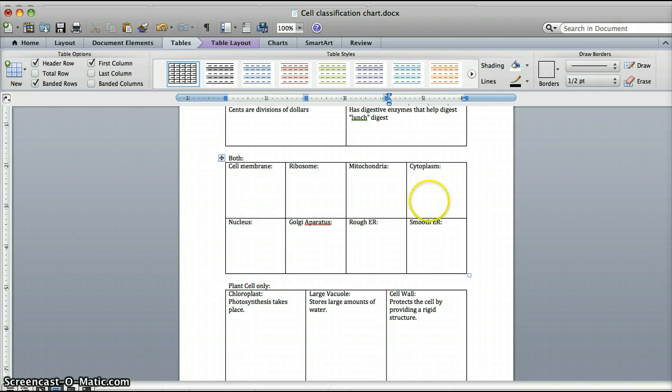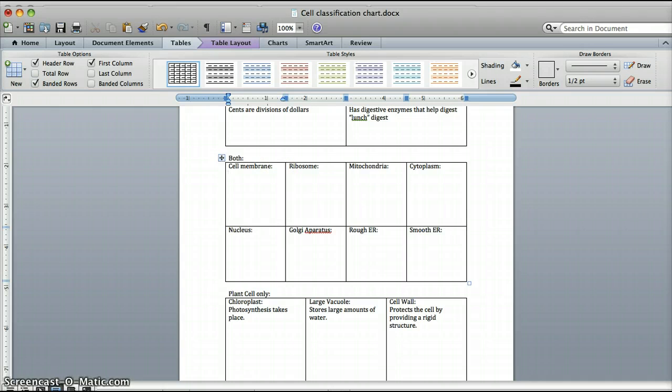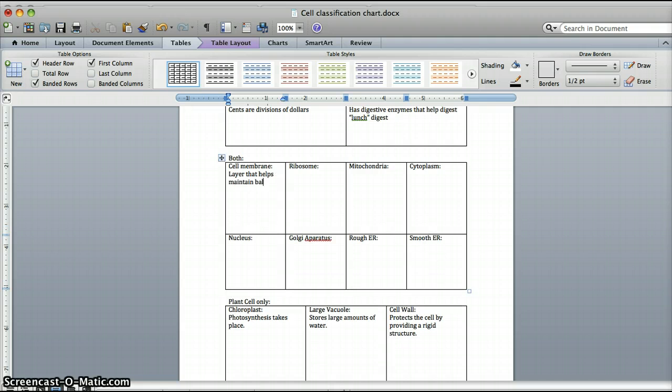Now, what's found in both? In both plant and animal cells, we have a cell membrane. Now, a cell membrane is a layer that helps maintain balance. A cell membrane helps maintain balance within the cell. It's basically the brain of the cell.